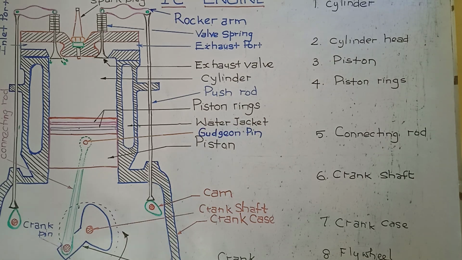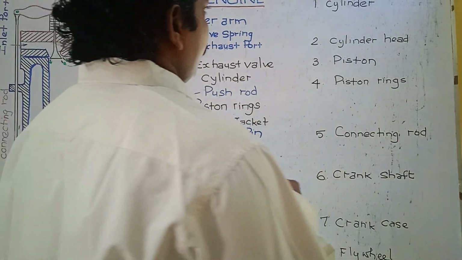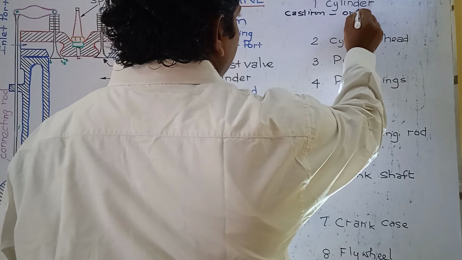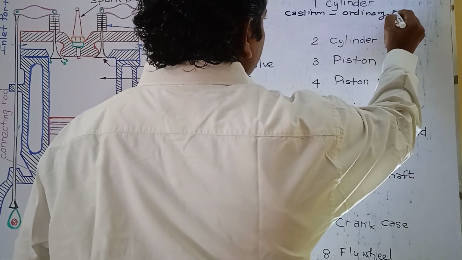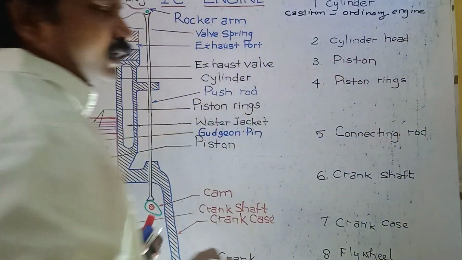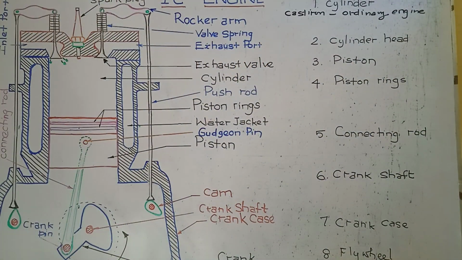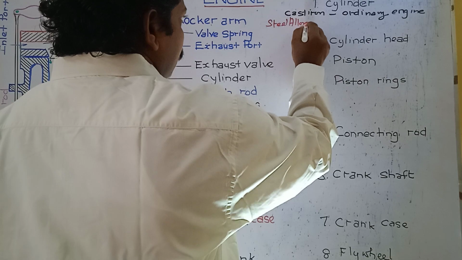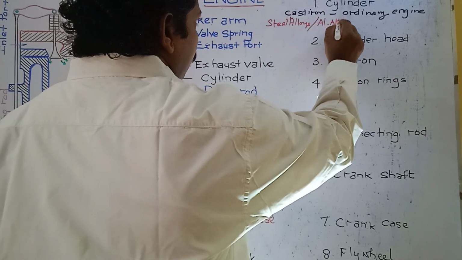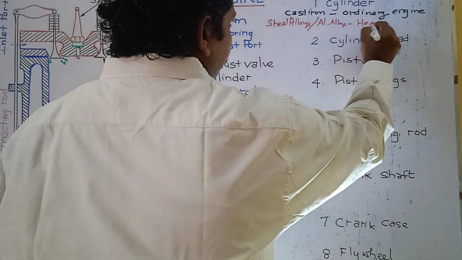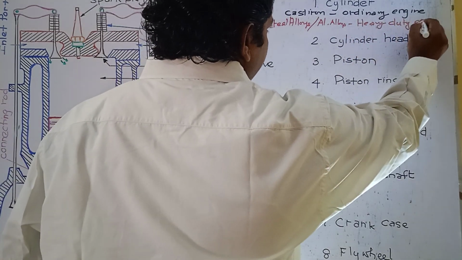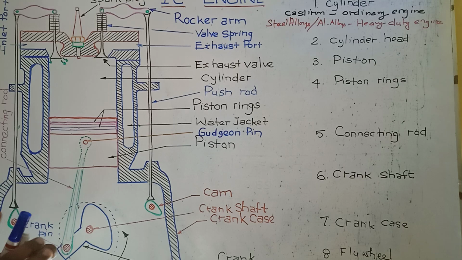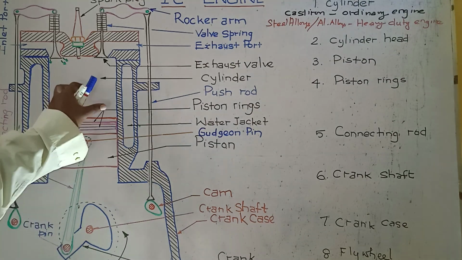The cylinder is usually made using cast iron for ordinary engines, and steel alloys or aluminum alloys for heavy duty engines.